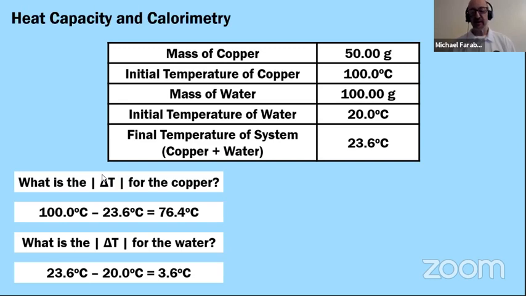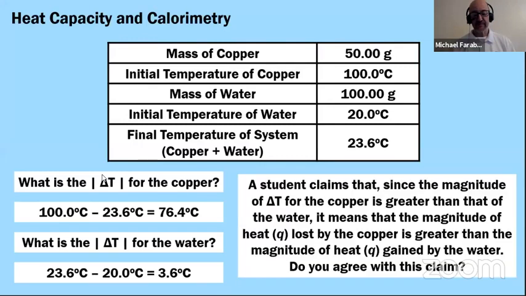Okay, here comes the student claim. Decide if you agree with this claim. A student claims that since the magnitude of delta T for the copper is greater than that of the water, it means that the magnitude of heat, Q, lost by the copper is greater than the magnitude of heat gained by the water. Do you agree with this claim? And again, feel free to pause the video if you want to think about this before checking the answer.